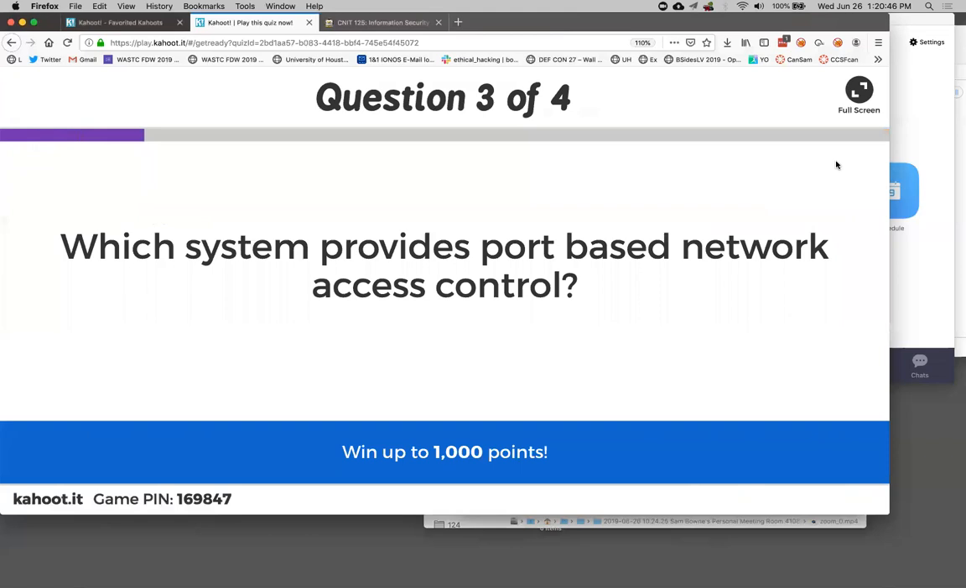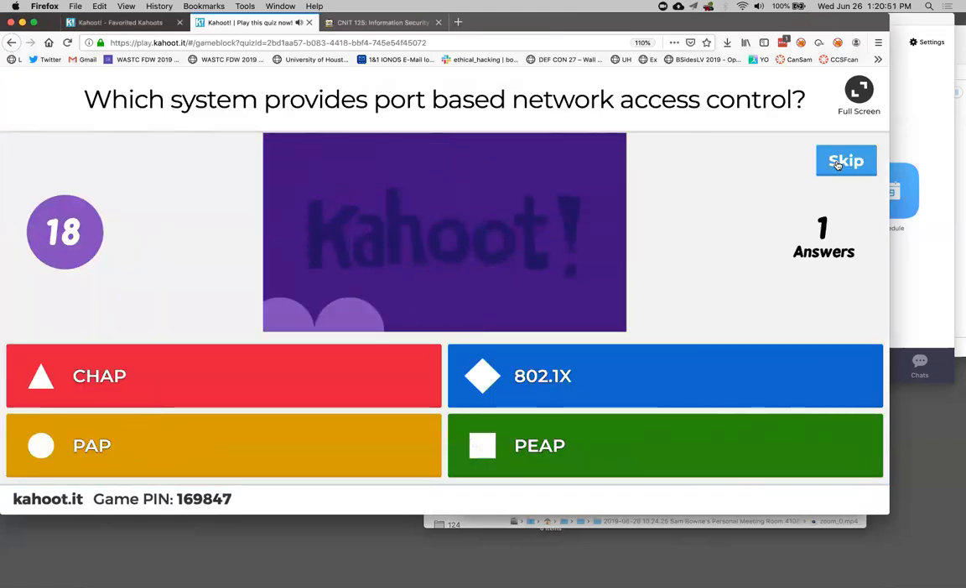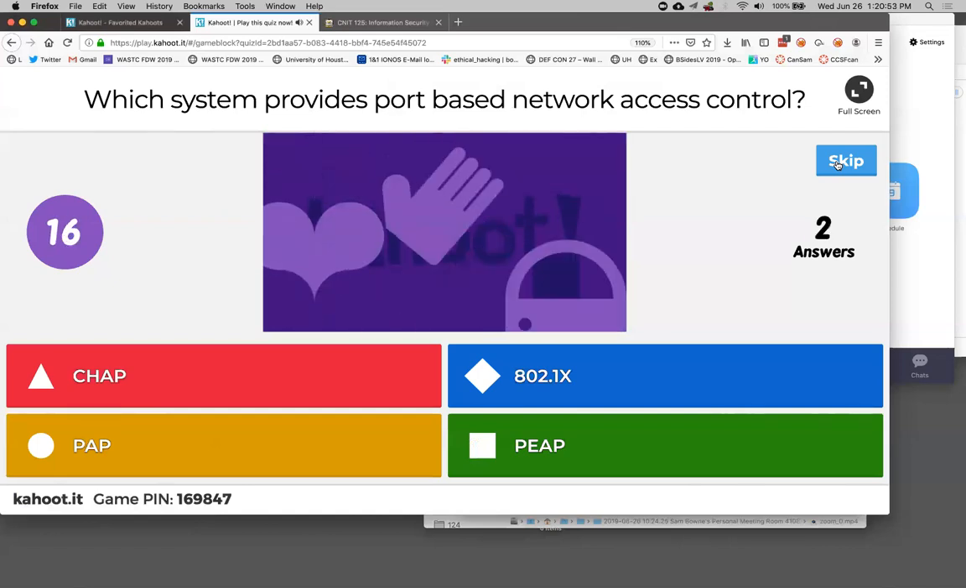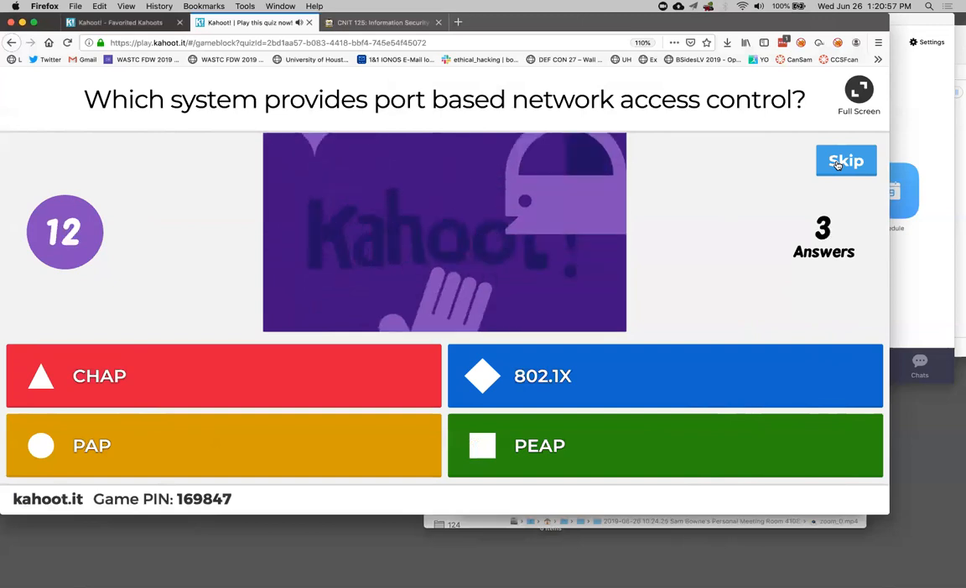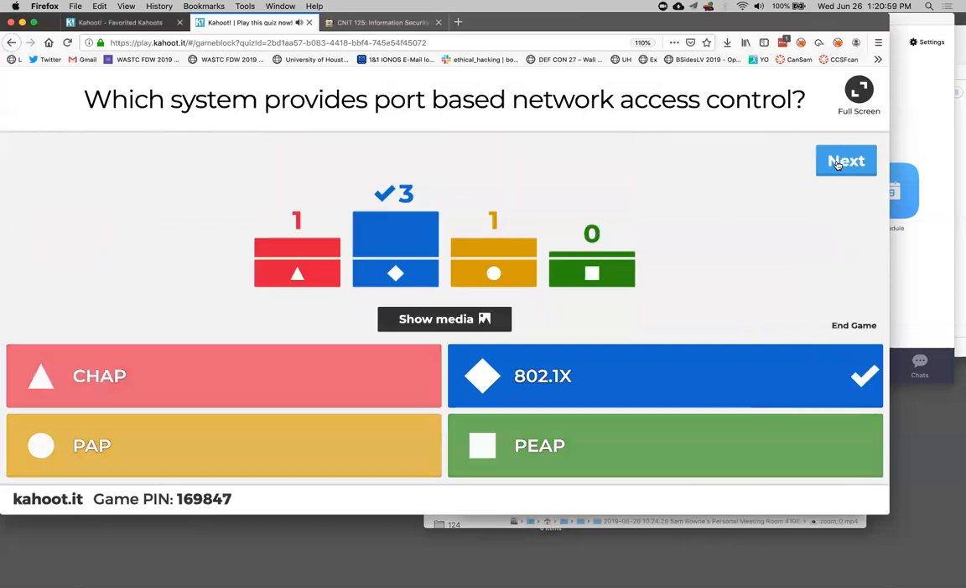All right, which system gives you port-based network access control? 802.1X, that is port security, which in its simplest form just uses the MAC address, and we were talking about it earlier. If you randomize the MAC addresses, this is going to be more difficult to do.